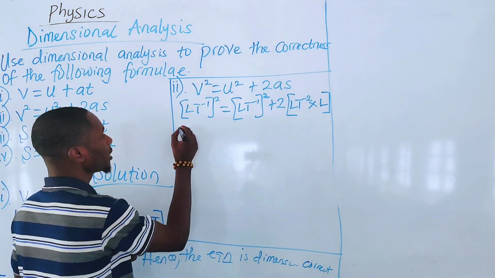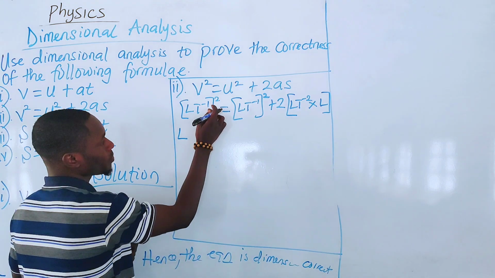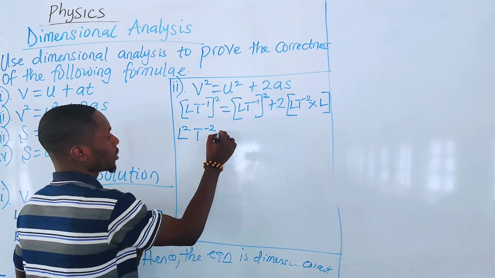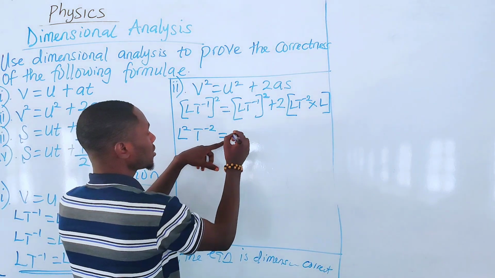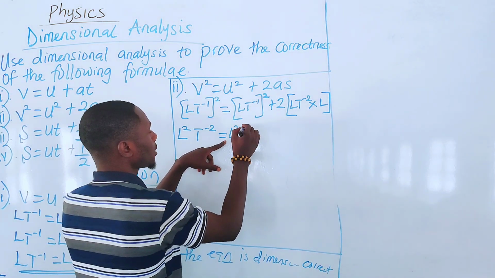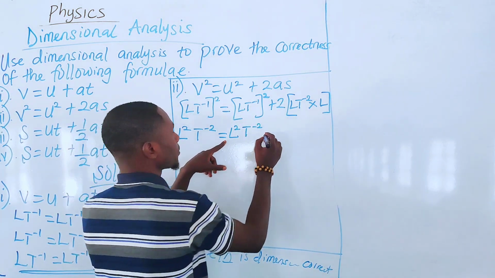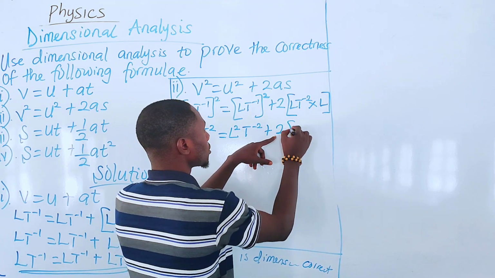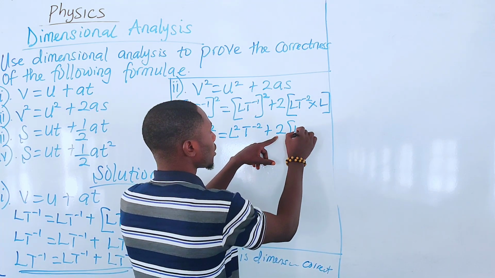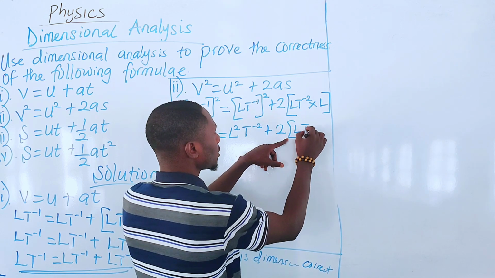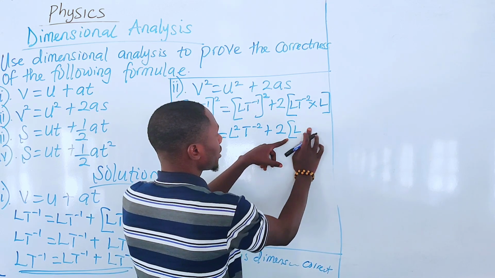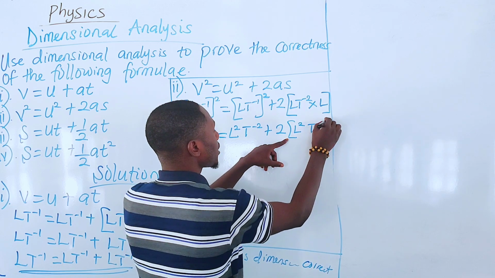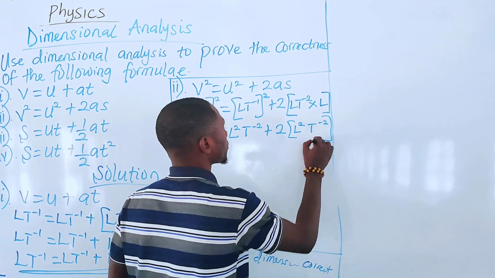So we have L, we'll open this bracket, we have L squared, T power minus 2 is equals, upon this, we have L squared, T power minus 2, and then plus 2 into LT minus 2 times L. L times L, that will give us L squared, and then T power minus 2.